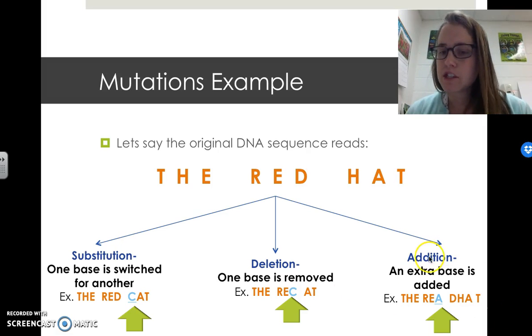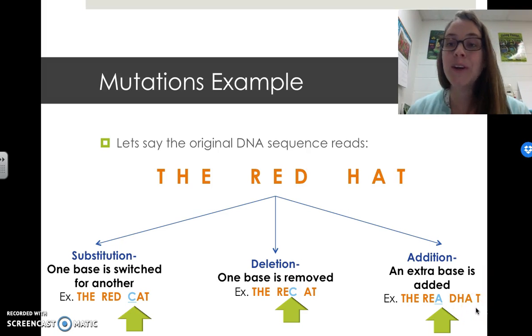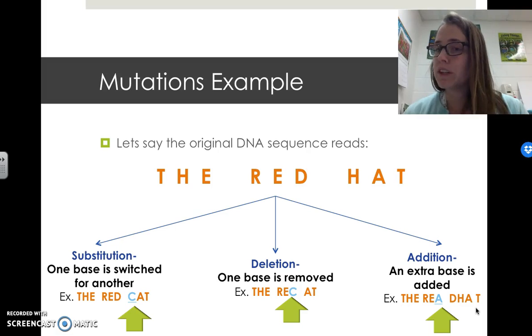And then finally we have additions. This is when an extra base is added. So here, an extra A has been added, so this is no longer a word. This is no longer a word, and now we have an extra letter at the end. The ria, daha. Okay, so again, does not really make sense. It's not real words. So these are the effects that mutations can have.